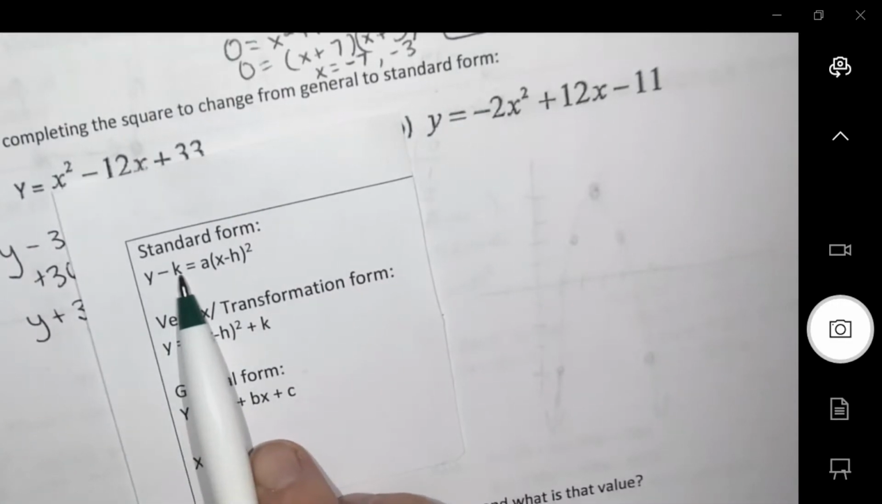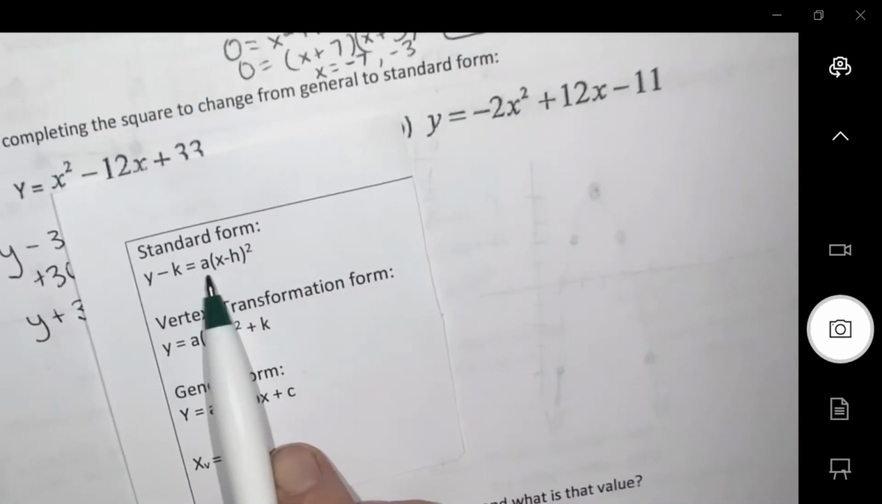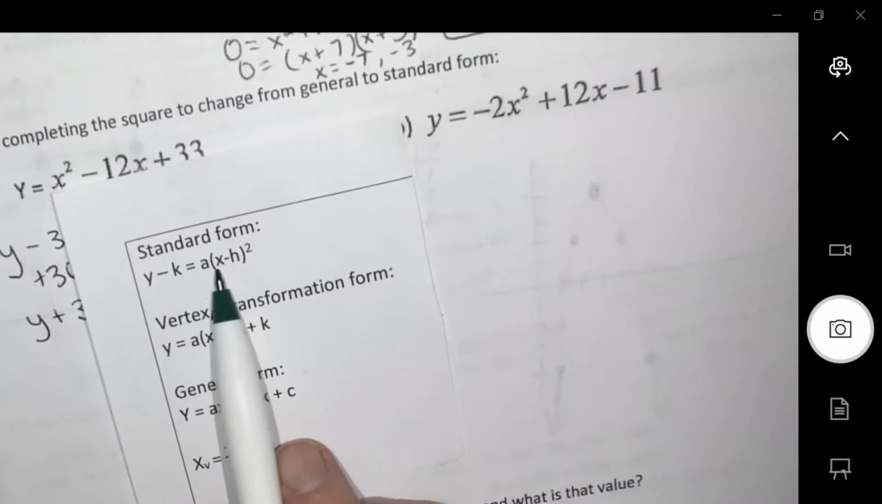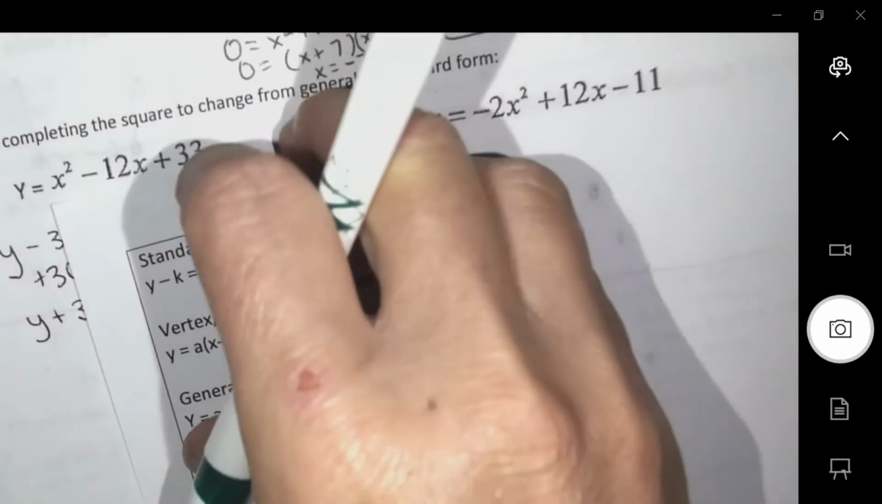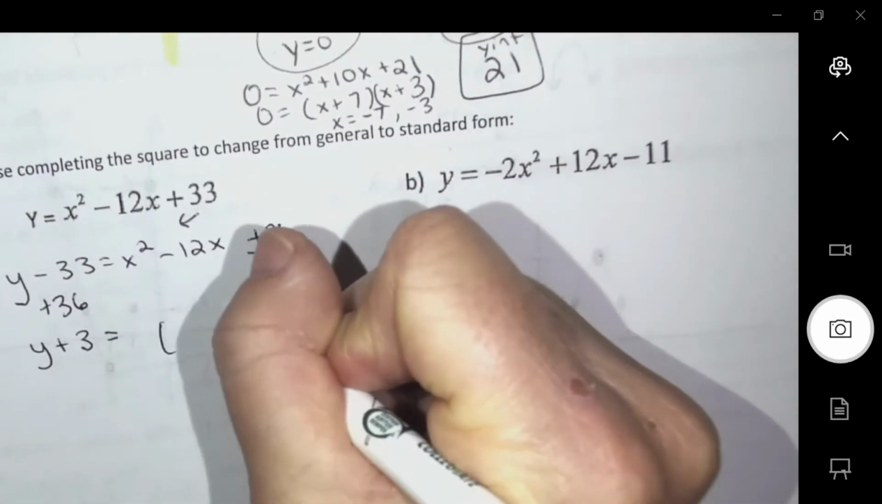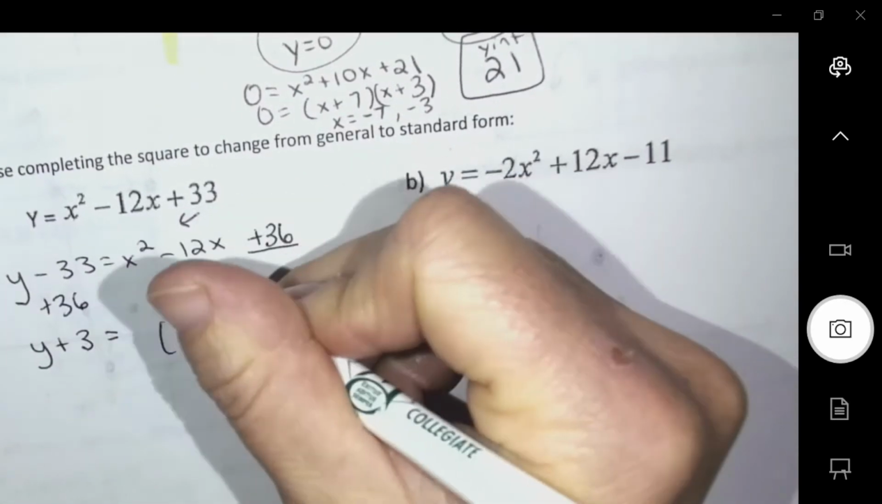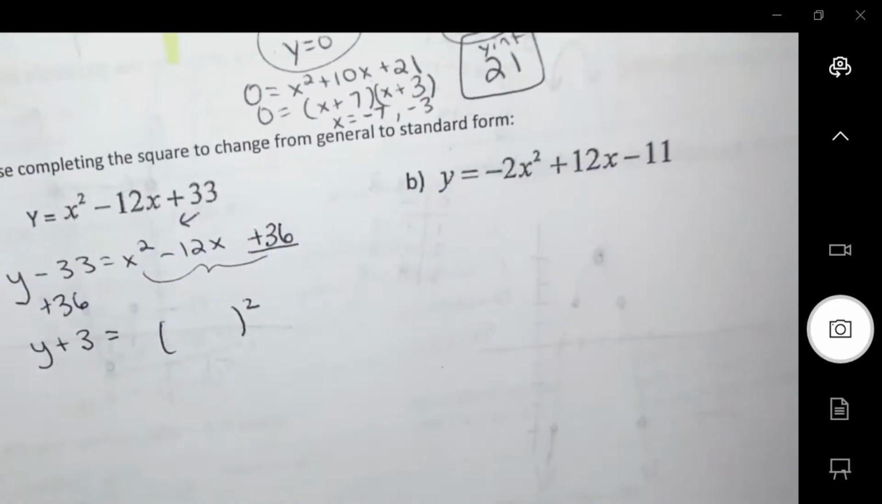So y, we're done that. We don't even have to consider the a, because the a was the 1. So brackets squared. Brackets squared. What do we change this trinomial into? A binomial squared, a perfect square.